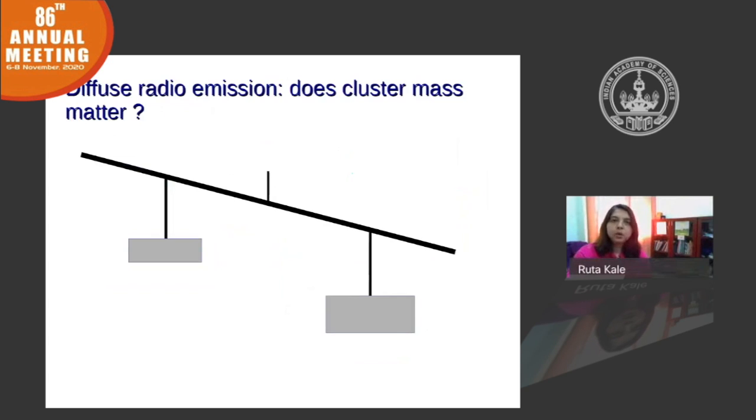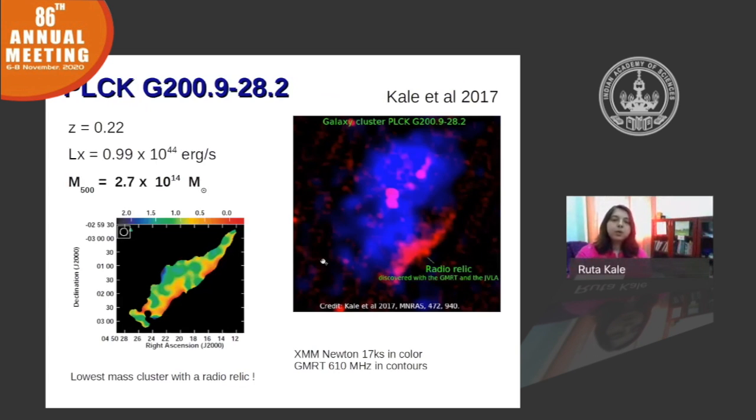So there is another work that I would like to briefly discuss here, which is about cluster mass. We know that merging clusters lead to this diffuse emission, and the question was whether massive merging clusters versus low mass clusters will make any difference. So we made two important discoveries. We were looking at galaxy clusters at low masses, and we found two merging clusters which showed presence of shock and an associated relic.